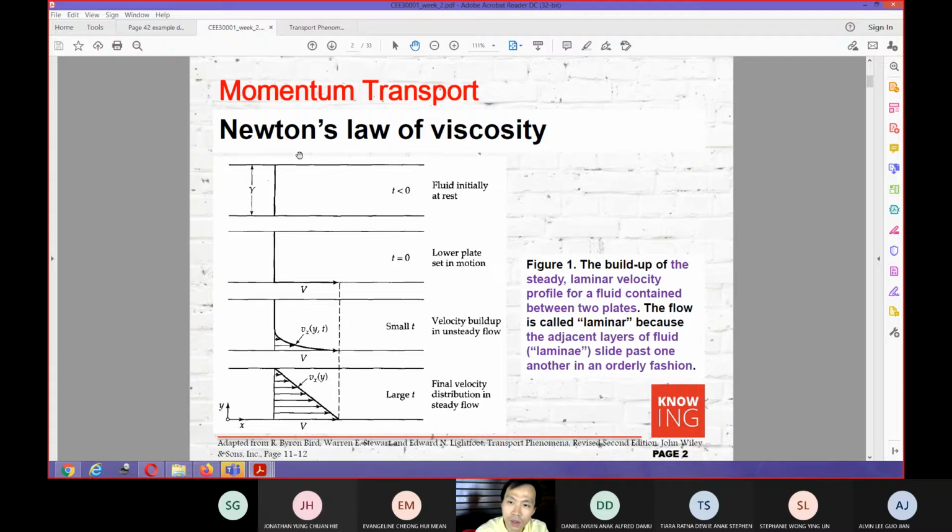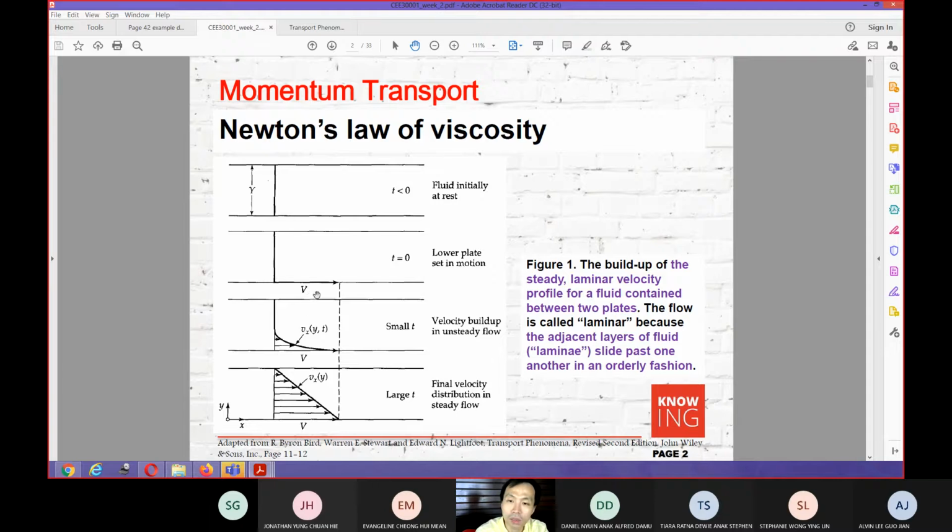law of viscosity. As you can see here, imagine that you put a fluid initially at rest, and the top part is a very long plate. You can say a rectangular plate with a length much longer than its width. The same type of plate is put on the bottom. Then at t equals 0, suddenly the lower plate is set in motion, in the right direction, with the velocity of V.